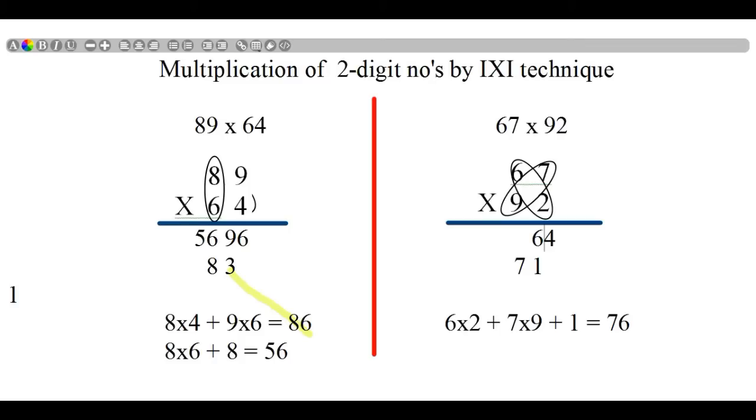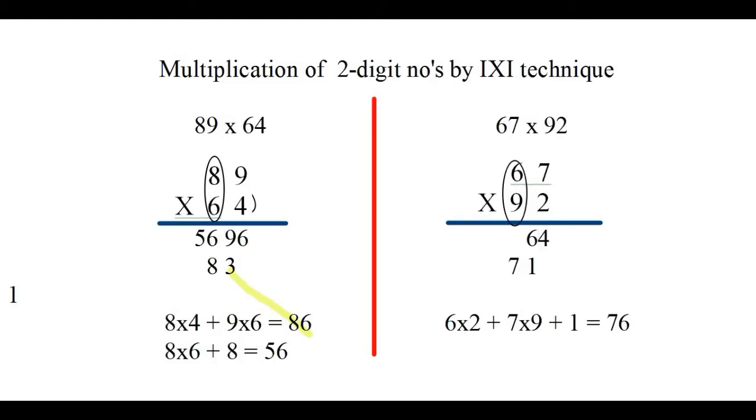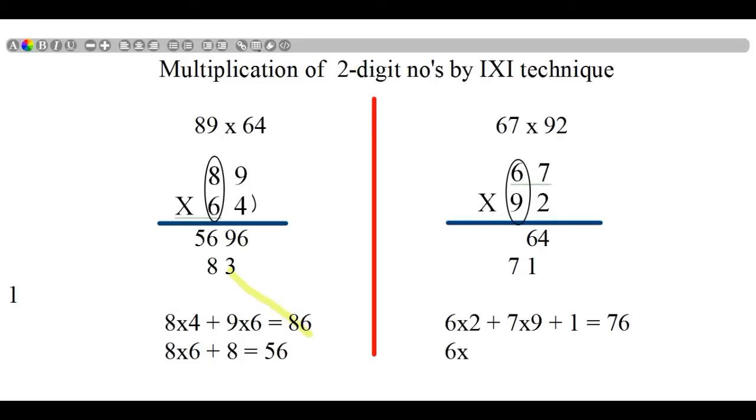And the last and final step here is multiplication of tens places. That is 6 into 9. 6 into 9 is 54. And 7 is the carry here. 54 plus 7 is 61. So we can say that the answer here is 6164.